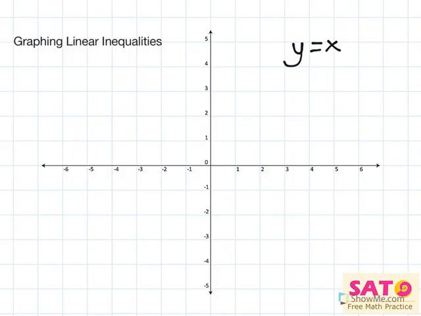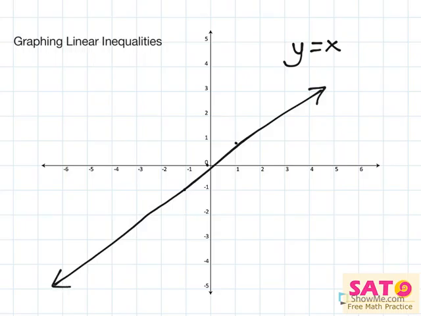Hey there! Let's graph linear inequalities, starting off with y equals x, which is just a regular equation. We know that y equals x would be just 0, 0, 1, 1, and it's just this straight line in the middle of the graph. We know that's a solid line. It's nothing special about it. It's just our basic graph.